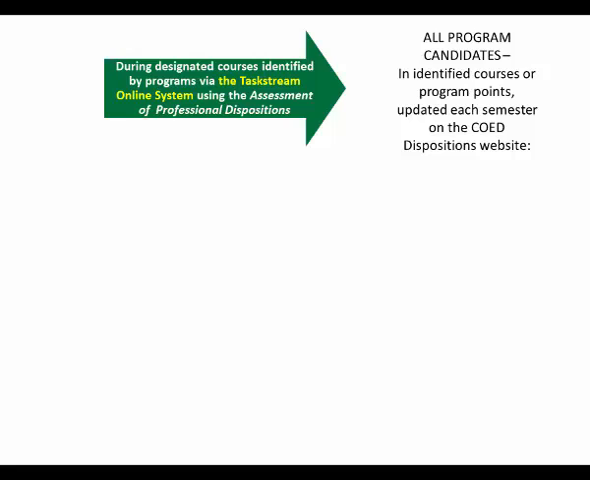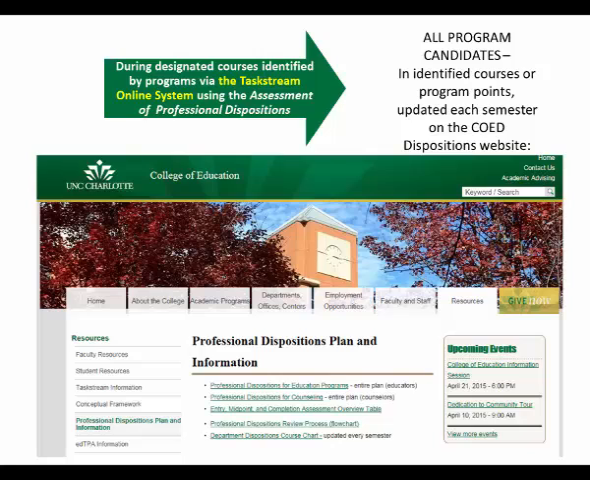To see which courses in your programs complete each disposition assignment, go to the College of Education website, click the Resources tab, then click the Professional Dispositions Plan and Information link. Near the top of the page, click the link labeled Department Dispositions Course Chart. This link is updated each semester and includes disposition courses organized by program. The instructor's name for each course is also included.